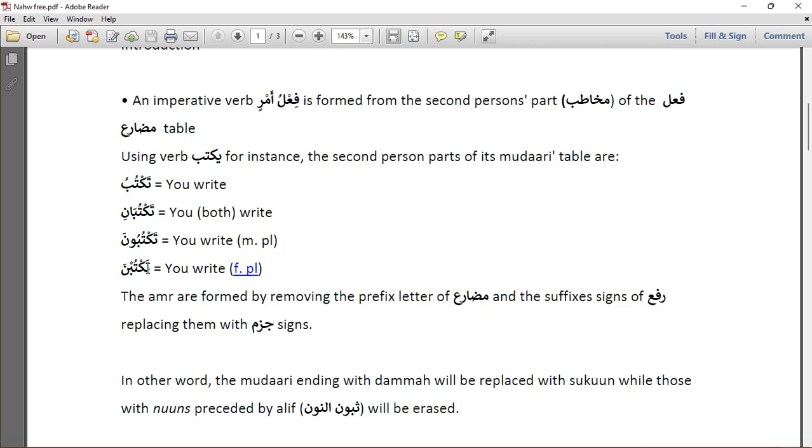So we can only use the imperative when we want to command someone. It has to be someone you are talking to, someone you are facing. So that is the mukhatab, second person. So we can only use them for these forms of verb.